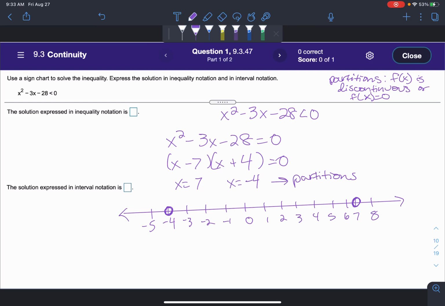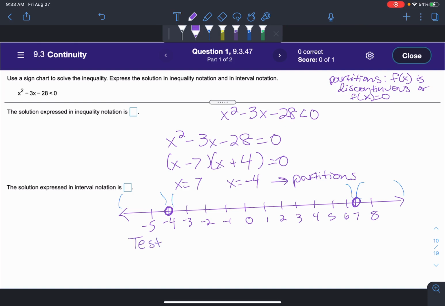Okay, so next we want to find the signs for this interval, this interval and this interval. So notice how my two partitions basically chopped up my line into 3 segments, and I want to know what the sign is for each segment. So to do that, we want to test points.